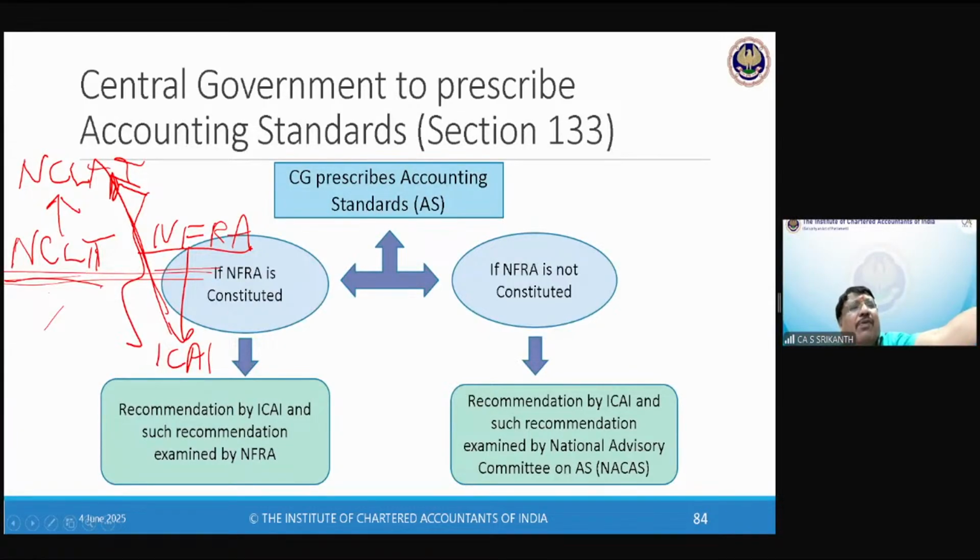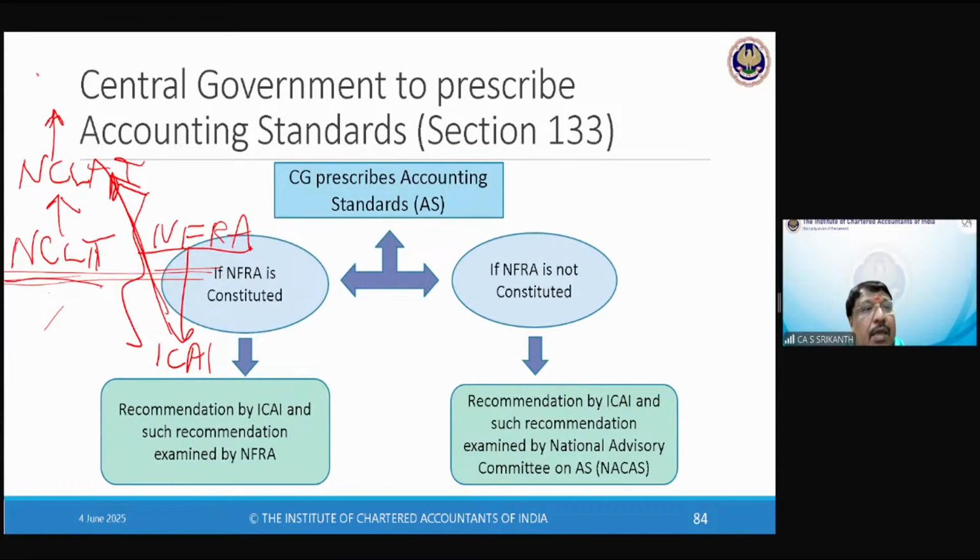NCLAT is having appellate power, appellate jurisdiction. Against the orders of the NCLT, you go. Against NFRA also, you go to NCLAT. Okay. Superior body. And against NCLAT, you will go to the Supreme Court. Straight.